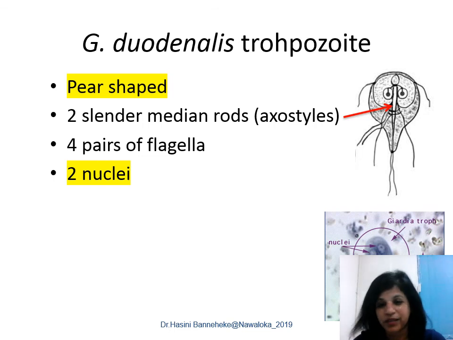Some people call it the old man's face because it has a human face-like appearance. It has the 2 nuclei on either side, which look like human eyes, and it has this central axostyle, which looks like the nose, and it has flagella like hair on the human head. It has 4 pairs of flagella. So with the shape, the number of nuclei, the axostyle, and the presence of flagella, you can recognize it as Giardia duodenalis trophozoite.